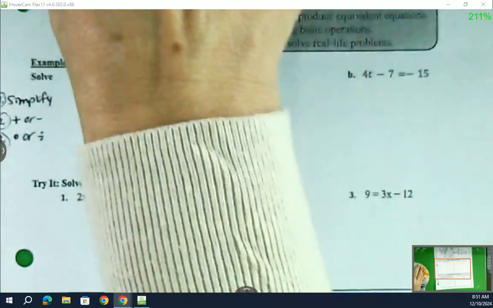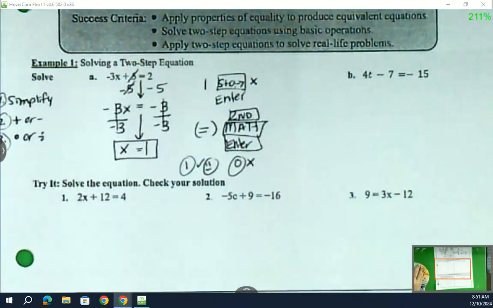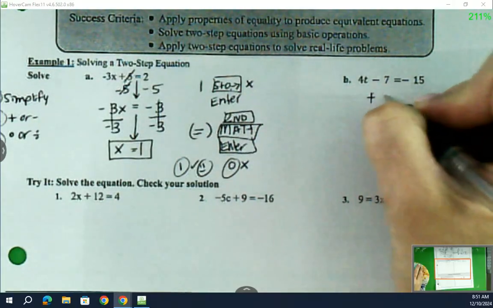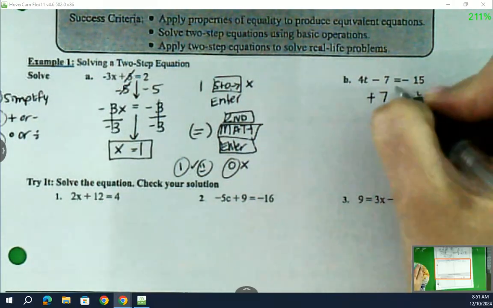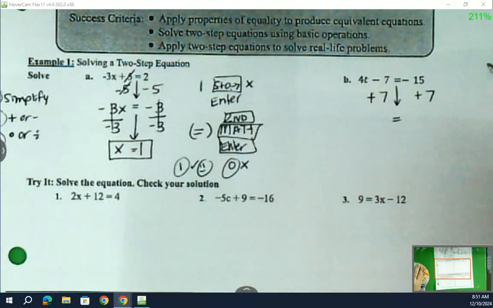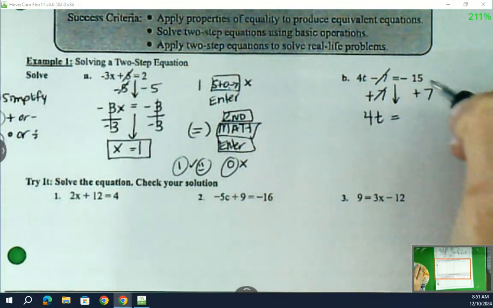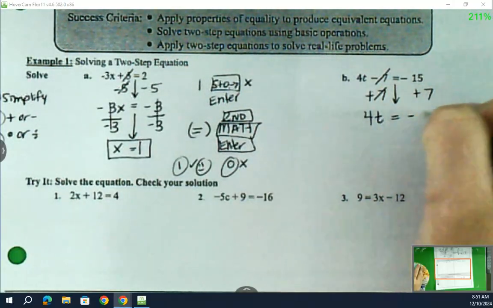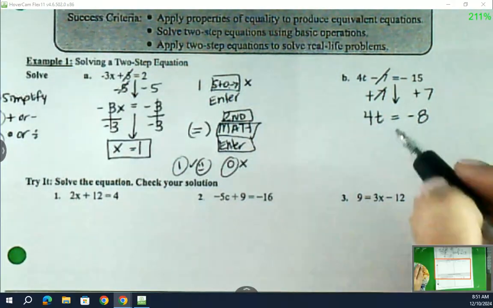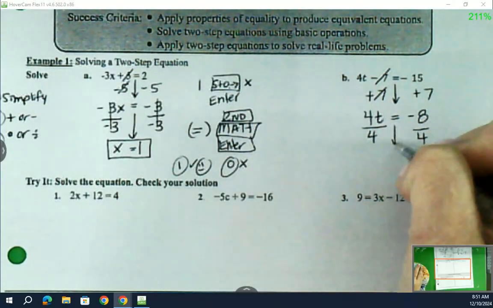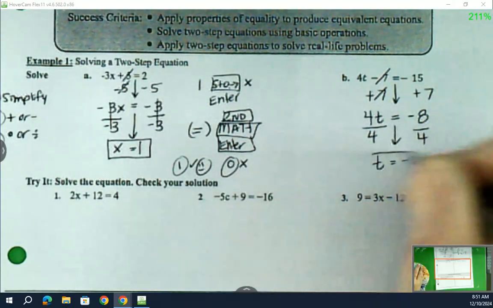Okay, so for all of these, I'm just going to work them out. Obviously, you have your calculators to Boolean check these. Looking at part B, we have 4t minus 7 equals negative 15. So to undo a subtraction problem, we're going to add 7 to both sides. That's going to give us our 0 pair here. Negative 7 plus 7 is 0. So now we just have the 4t. Negative 15 plus 7 is negative 8. And now we're undoing a multiplication of 4. So we're going to divide out the 4, both sides. And t equals negative 2.